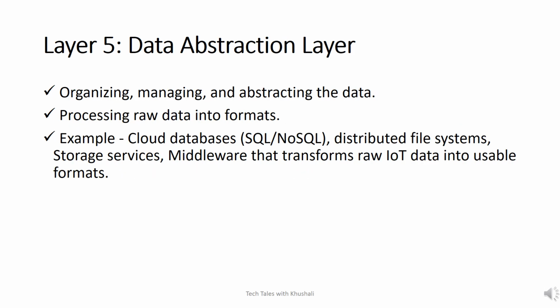The fifth layer is the data abstraction layer. This layer mainly focuses on organizing, managing and abstracting the data collected from lower layers to make it usable for analysis and decision making. It involves processing raw data into formats that can be easily queried and understood. It also provides data storage and management. Examples include cloud databases, distributed file systems, storage services like AWS S3 or Google Cloud Storage, and middleware that transforms raw data into usable formats for analysis and reporting.